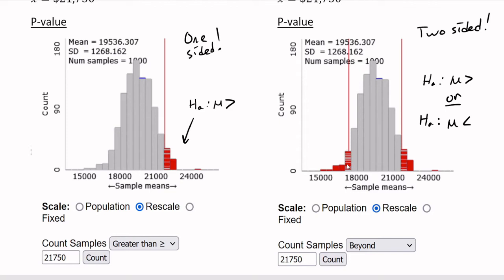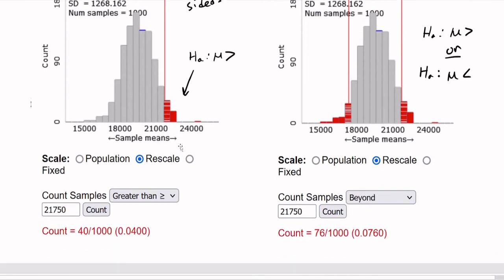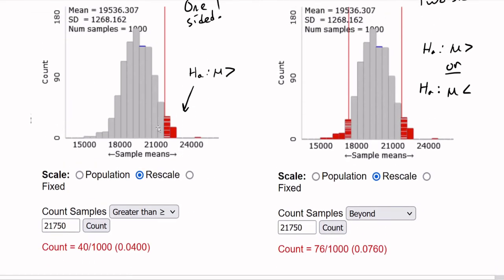But if you do that, the p-value is then calculated by counting up all the dots that are as extreme as your sample or more extreme. But in this case, one-sided, I only care about bigger than. That's the only thing I'm interested in. So I only have 40 dots here out of 1,000, which gives me a p-value. Remember, this is your p-value of 4%.